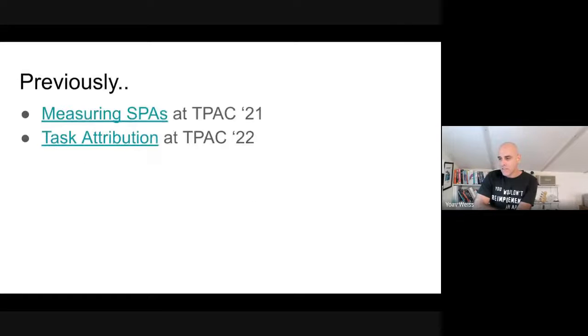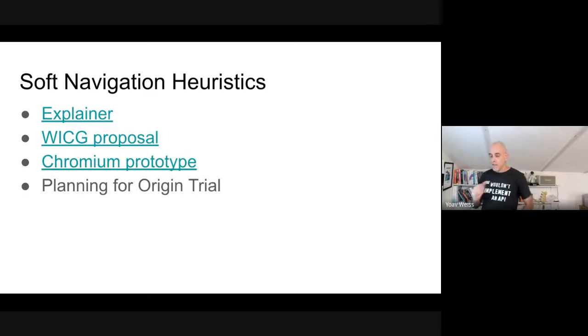Basically, this is a continuation of a conversation we started last year, if not before. At TPAC last year, we talked about measuring SPAs, what it would mean, why it's hard, and so on. And then this year, we talked a bit about task attribution, which is infrastructure that is needed in order for those heuristics to work properly. And now we're going to talk about the heuristics themselves.